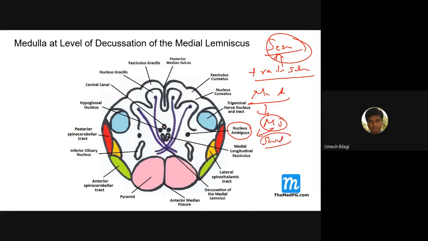Swallowing, speaking, phonation, vocal cord, all these things. They get integrated in this nucleus ambiguus. Whereas tractus solitarius is sensory. I'll come to that. That comes up in the next slide.